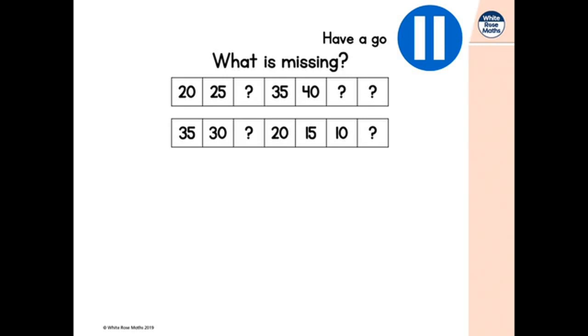Here's a chance for you to have a go. There are two number tracks, both with missing numbers. What's missing? Pause here and have a go. I'll also put in the number chart just in case you need it, but try it without.